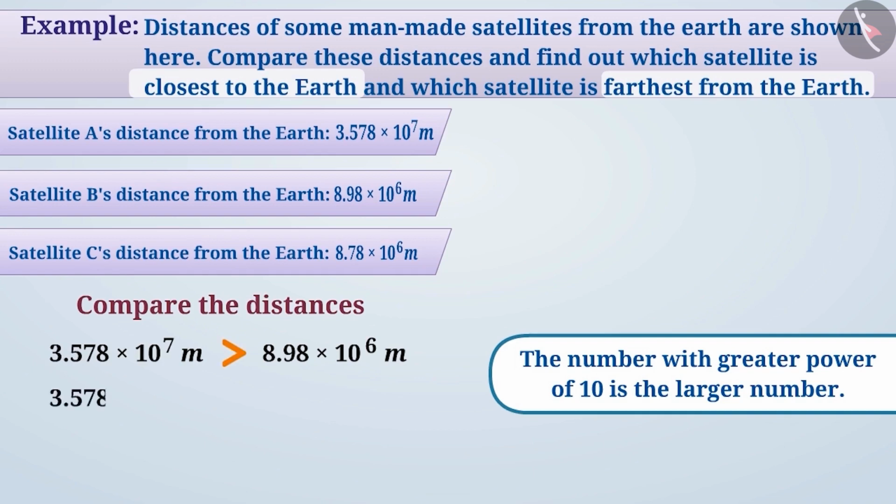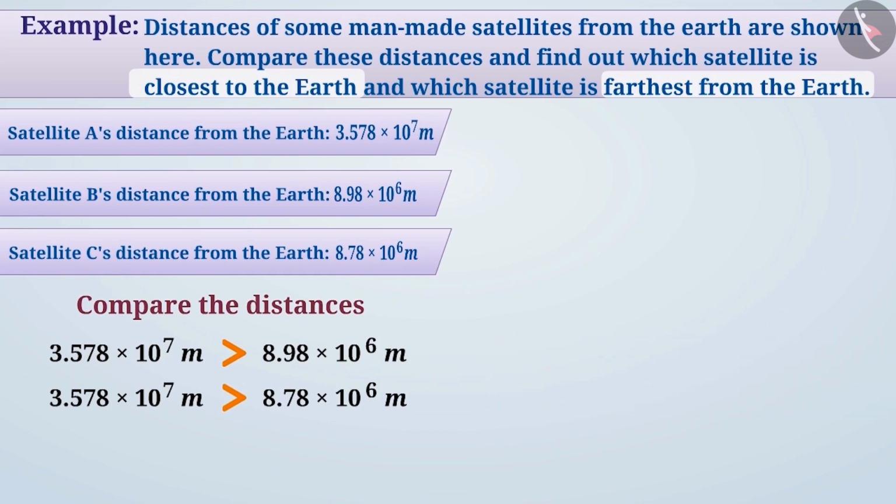Similarly, if we compare 3.578 into 10 to the power of 7 meter and 8.78 into 10 to the power of 6 meter, here also we can see that in the first number the power of 10 is 7, while in the second number the power of 10 is 6. So, we can say that 3.578 into 10 to the power of 7 meter is greater than 8.78 into 10 to the power of 6 meter.